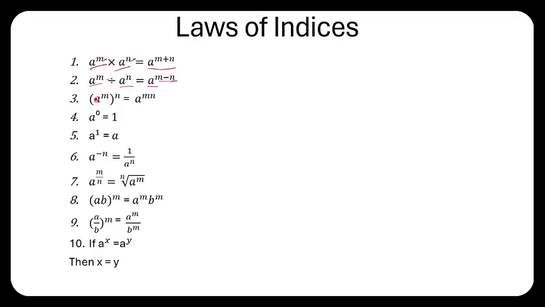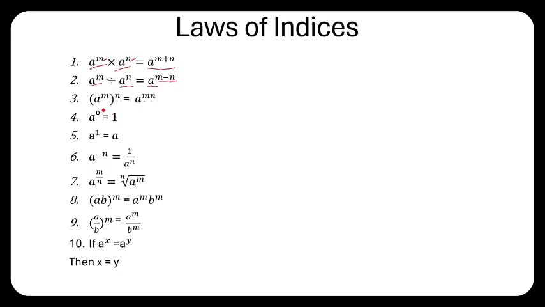states that a raised to power m in brackets raised to power n is going to be a raised to power m times n. So m times n is mn. That's going to give us a raised to power mn.